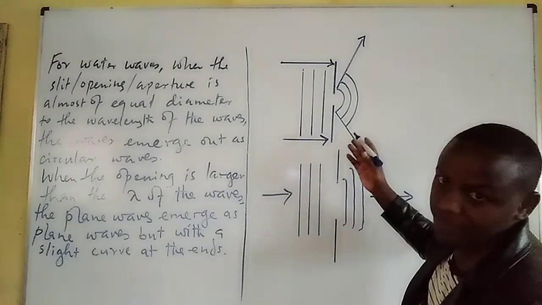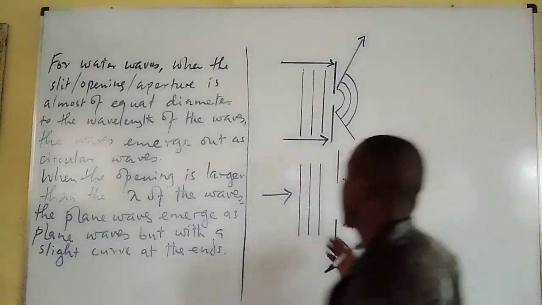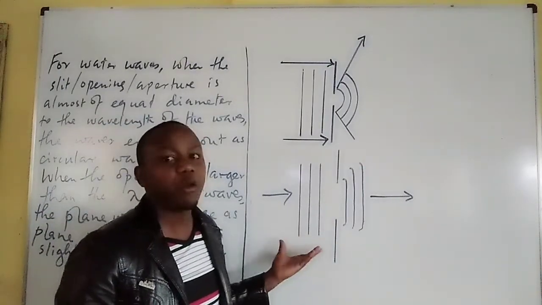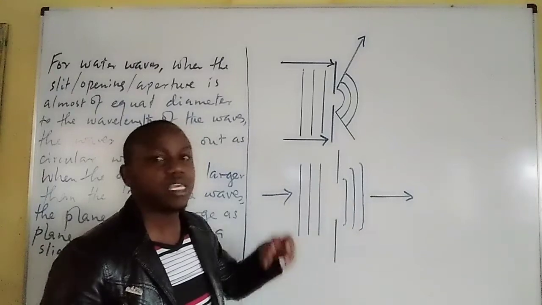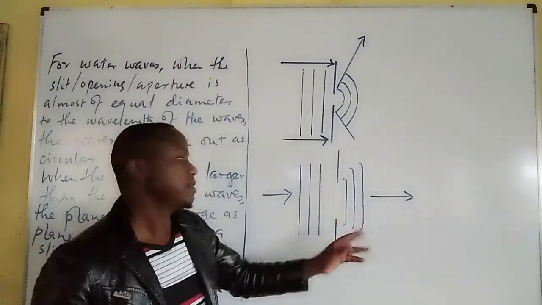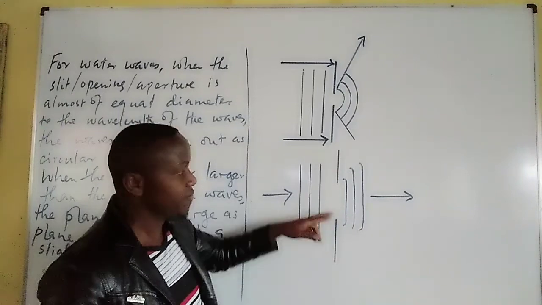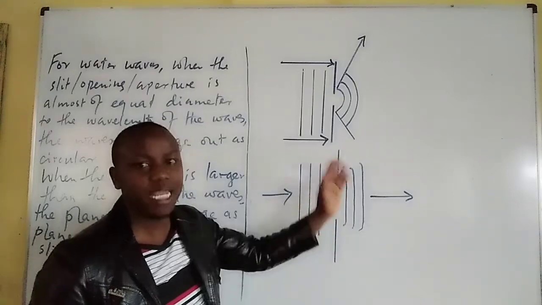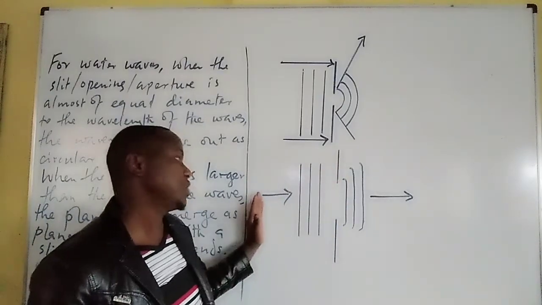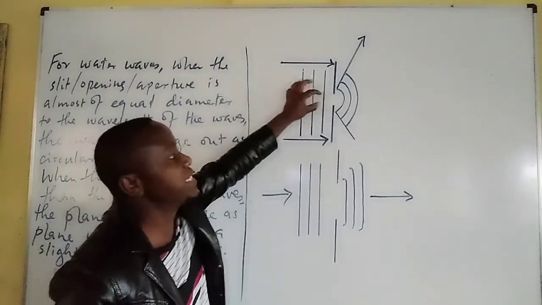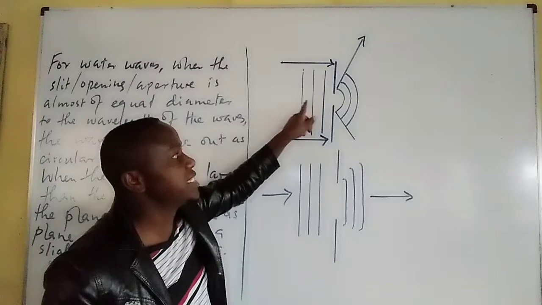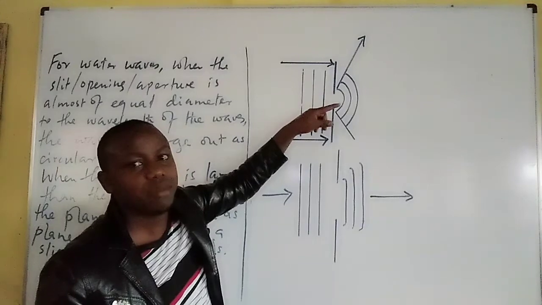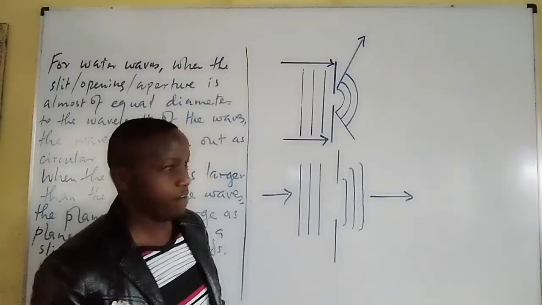So you'll just be given a simple question, like: the figure below shows waves as they approach an aperture which is greater than their wavelength. Complete the diagram to show how they get diffracted. It is just a small curving at the end, but the wave is basically plane, just a plane wave like the ones which are incident. In this case, when the aperture is almost of equal size with the wavelength, the plane waves become circular. As they emerge out, they become circular. So that is what we call diffraction.